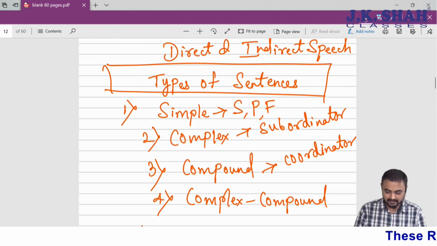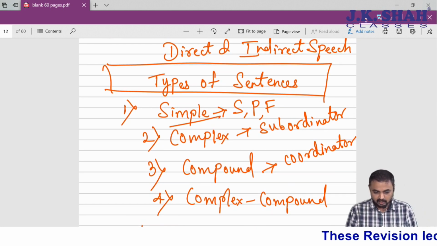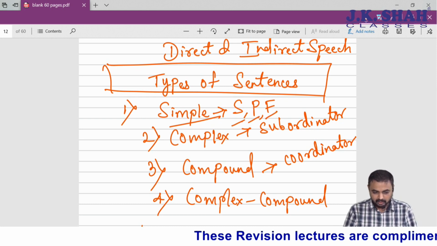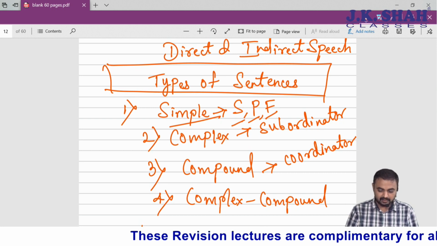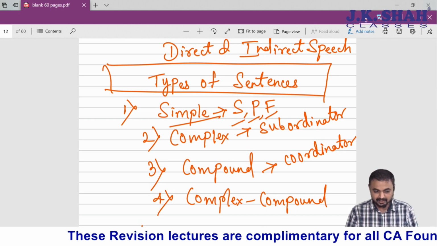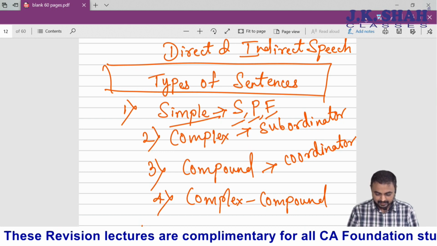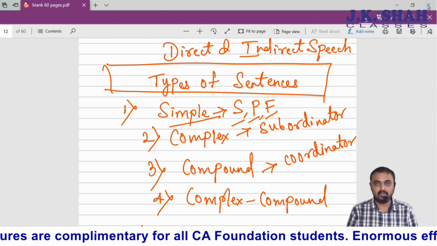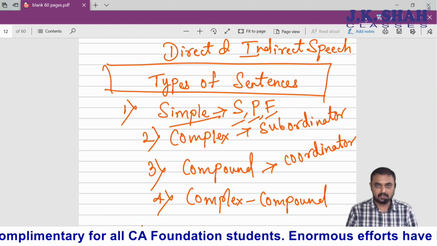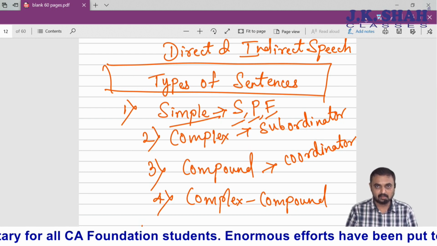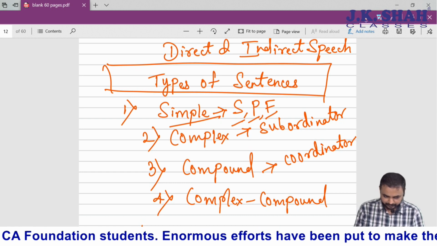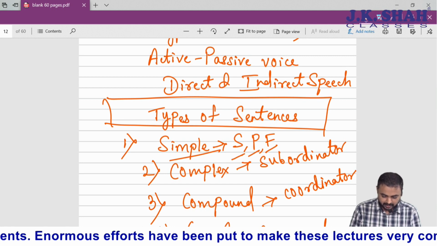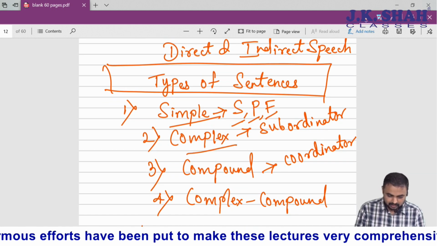First one, a simple sentence. What is a simple sentence? If a sentence is having one subject, one predicate and one finite verb, it is called a simple sentence. For example, if we take a sentence, I walk. Here in the sentence, I is the subject, walk is a predicate, and walk is a finite verb. Finite verb means the verb is giving a clear idea whether it is in simple present tense, simple past tense, or in simple future tense. So first of all, a simple sentence has one subject, one predicate and one finite verb. Next, what is a complex sentence?